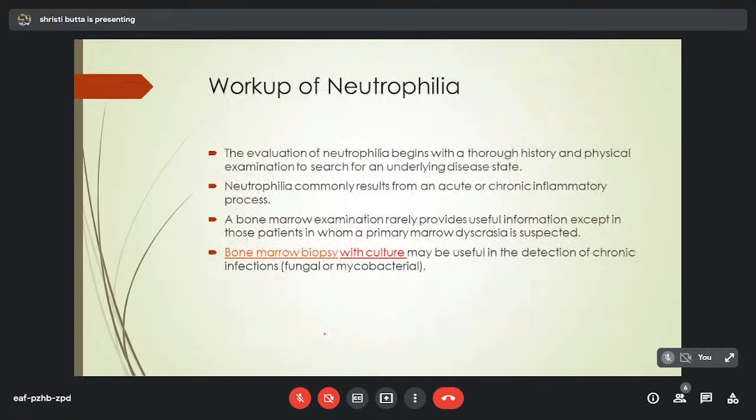So now coming to the workup of neutrophilia. The evaluation of neutrophilia begins with a thorough history and physical examination to search for an underlying disease state. Neutrophilia commonly results from an acute or chronic inflammatory process. A bone marrow examination is rarely required to ascertain neutrophilias. However, if you're suspecting a primary marrow dyscrasia, it is often required. Bone marrow biopsy with culture usually detects fungal or mycobacterial organisms.